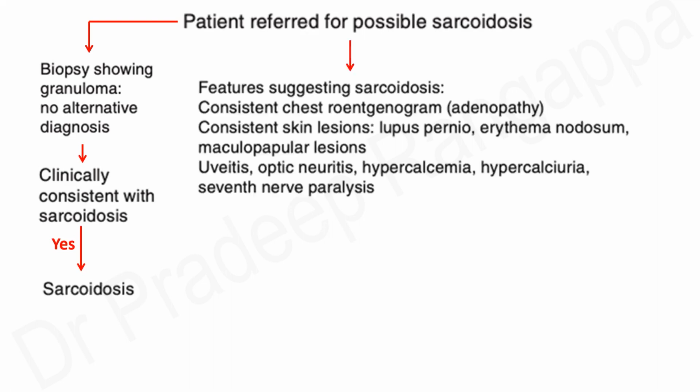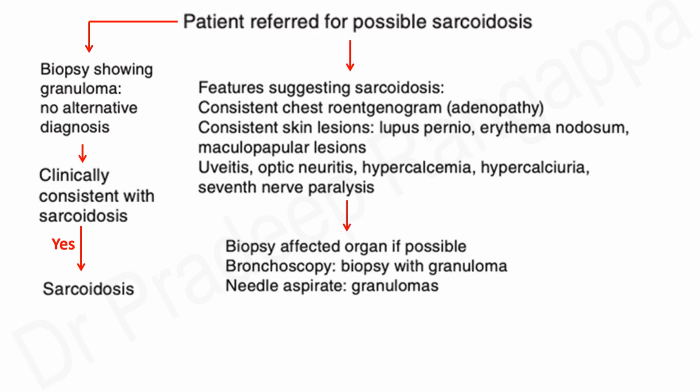So otherwise, you have to look for, again, lung features. You have to look for the skin features and eye features. And you can look for surrogates of hypercalcemia and hypercalciuria as a reason.